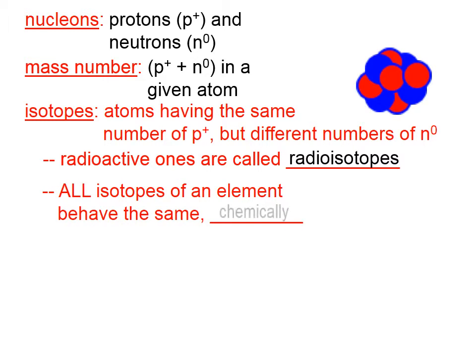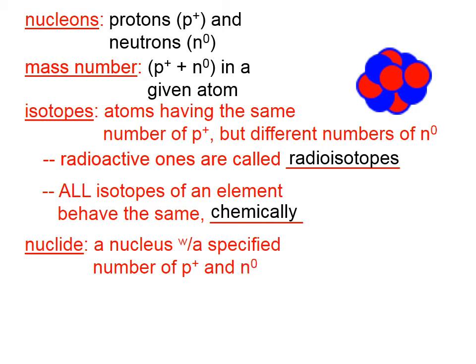All isotopes of an element behave the same chemically. Your body uses a lot of carbon. Most carbon is carbon-12, which is not radioactive. But some carbon, carbon-14, is radioactive, and your body treats carbon-14 no differently than it treats carbon-12. It doesn't even notice, you might say, that it's a radioactive carbon atom instead of a stable one.